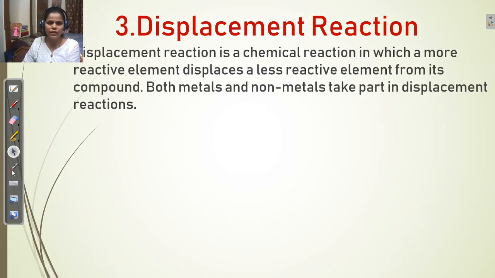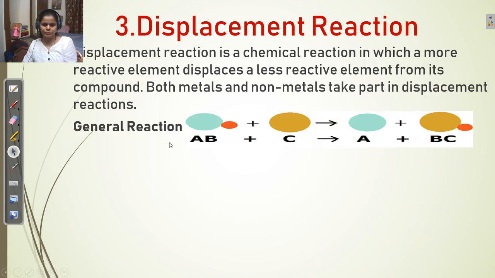The displacement reaction is a chemical reaction in which a more reactive element displaces a less reactive element from its compound. Here both metals and non-metals take part in the displacement reaction. Let's see the general form.